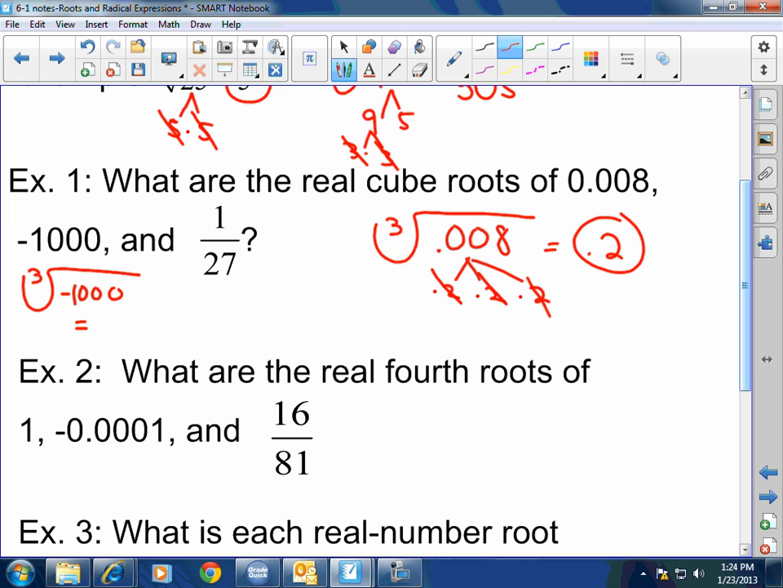What is the cube root of negative 1,000? That's going to equal negative 10, because negative 10 times negative 10 is 100, times negative 10 is negative 1,000. So there's a set of 3 negative 10s that comes out as one value.